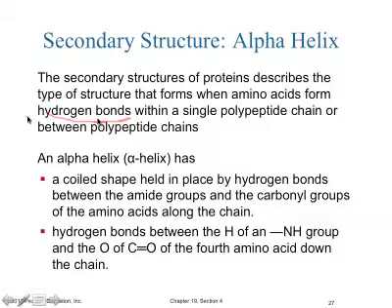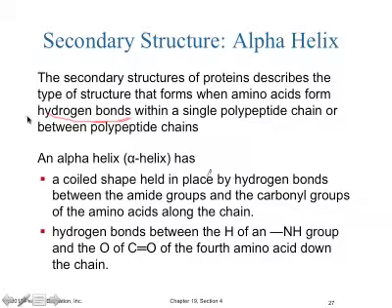So in that previous slide where insulin had 2 chains, but it was a disulfide bond between 2 of them, that was not an alpha helix because it was non-hydrogen bonding. It certainly didn't look like an alpha helix. It has a coiled shape held in place by hydrogen bonds between the amide groups and the carbonyl groups of the amino acids along the backbone. You'll see it in a moment.